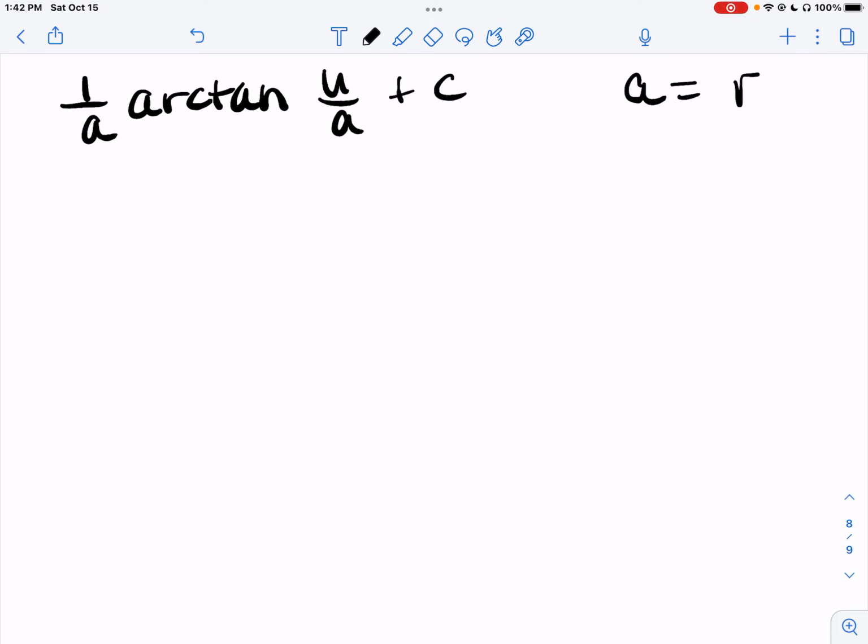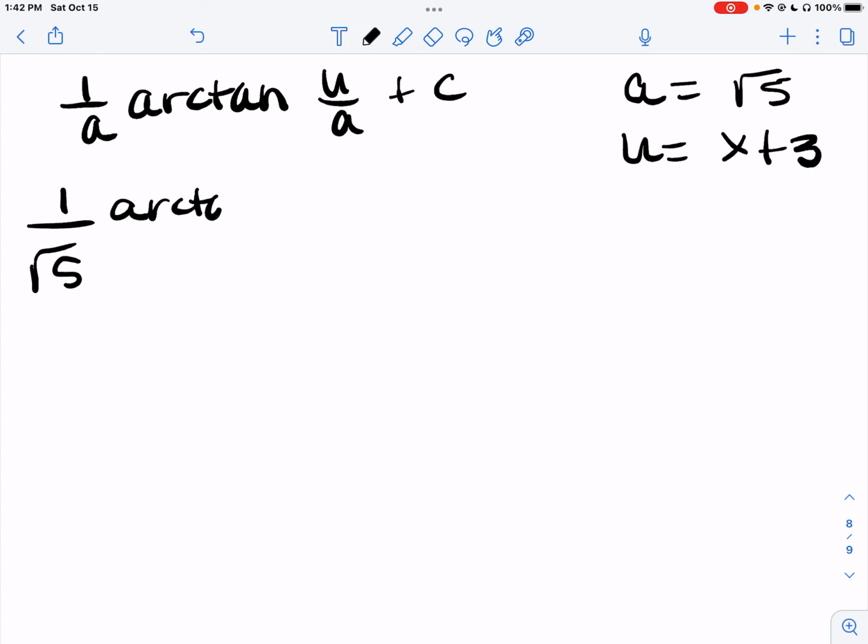And the integral of that is 1 over a arctan of u over a. Okay, a was square root of 5. U is x plus 3. So this is 1 over the square root of 5 arctan x plus 3 over square root of 5.